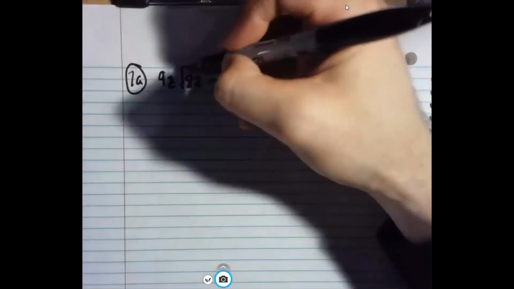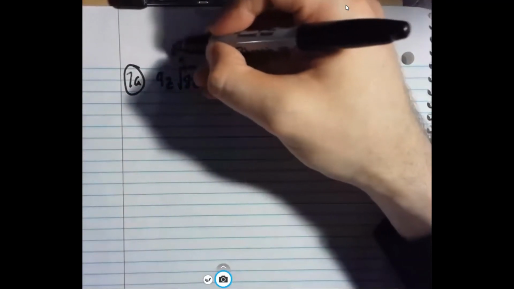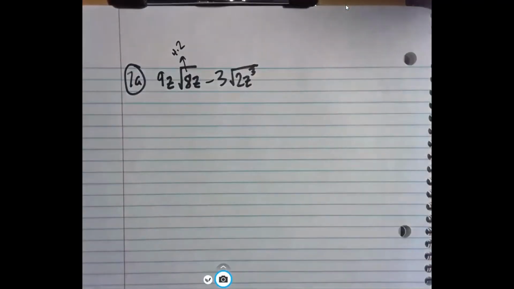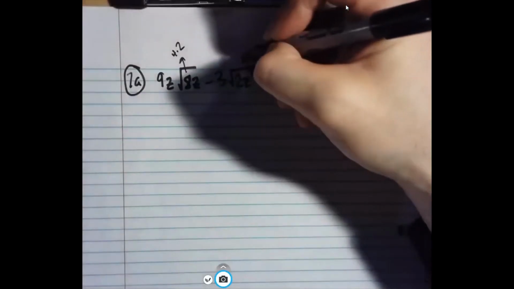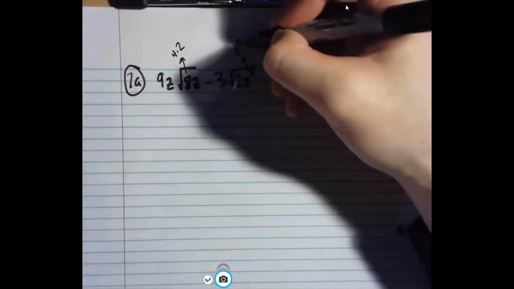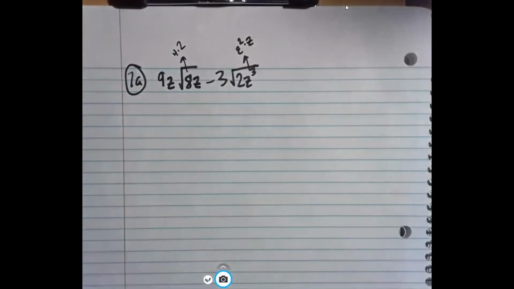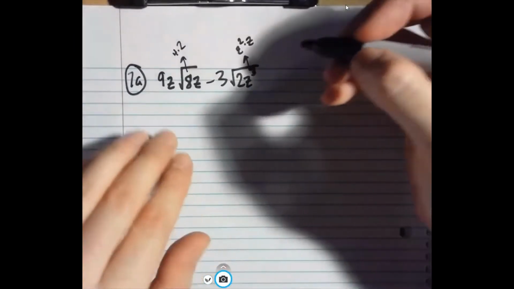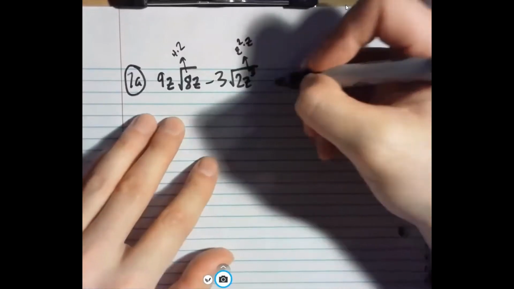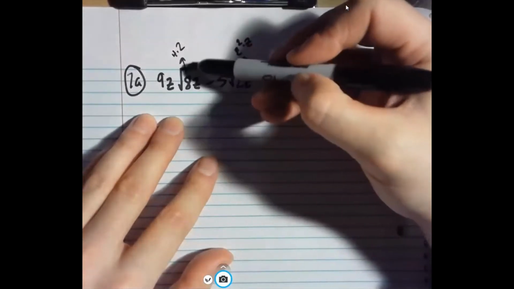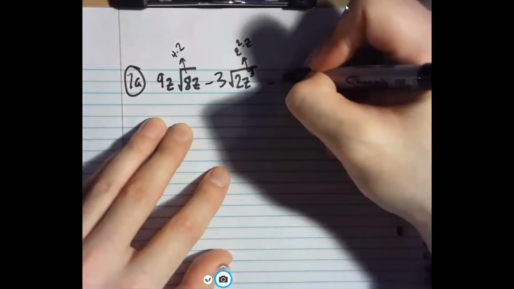So the 8z, the 8 is really 4 times 2. So we'll be able to take the square root of 4 and pull that out. And this z to the third, it would be z squared times z. So we can take the square root of z to the second power with that part. So what do we get there? Let me write this out.